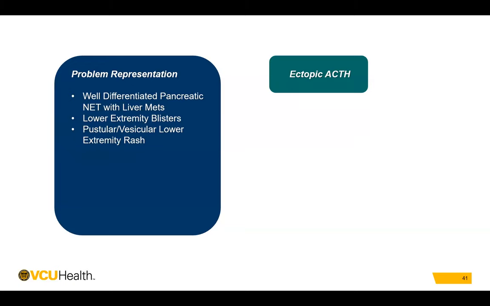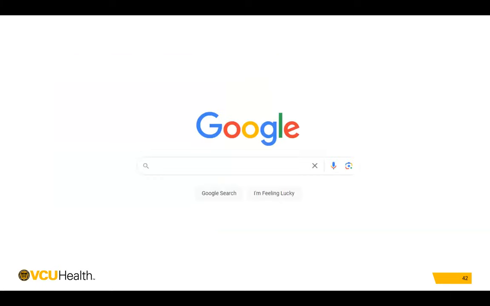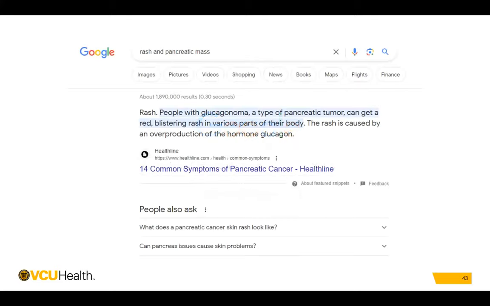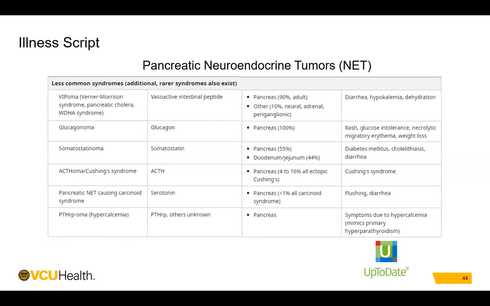Going back to the problem representation, I now have to tackle the rash, unfortunately. One of the nice things from the Curbsiders podcast that provided some reassurance to me is that if you can get your problem representation down and simplify it to a few different terms or something very specific, it might be something you can put in a search engine and get an answer. So let's see what happens. I typed in rash and pancreatic mass, and glucagonoma came up. That wasn't really what I was thinking, but it looks like it's back to the chart.